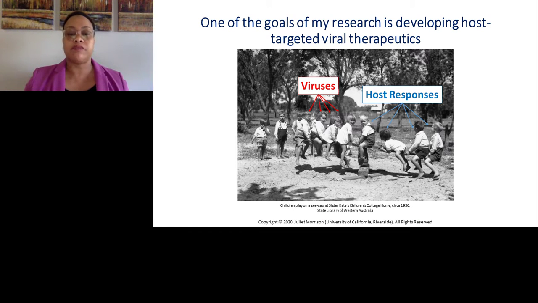One of the goals of my research is developing host-targeted viral therapeutics. What I mean by this is that you can imagine viruses versus hosts are like children on a seesaw. In this scenario here, we have the host response being stronger than the viruses. But at any moment, we could have additional viruses coming in and overwhelming that host response. If there's too much of a host response, however, you will also get tissue damage and disease.